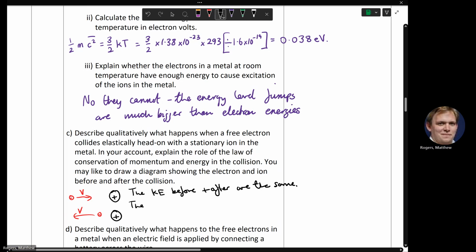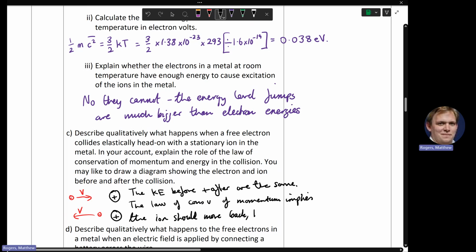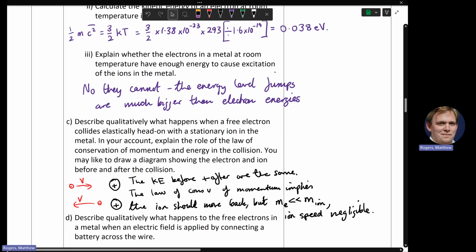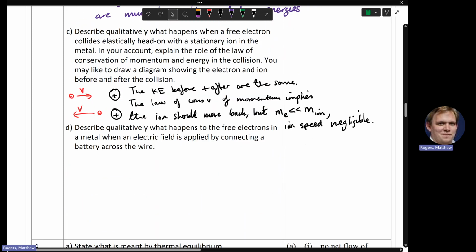The law of conservation of momentum implies the ion should move back, but the mass of the electron is much smaller than the mass of the ion. So we could say the ion speed is negligible, and we tend to show them just as being stationary. In a real system, they're going to be bumped into from all sides rather than just one side, so we'd expect it to cancel out anyway.